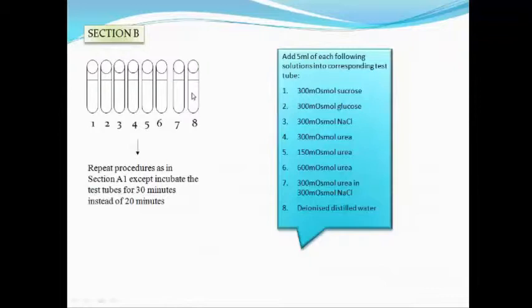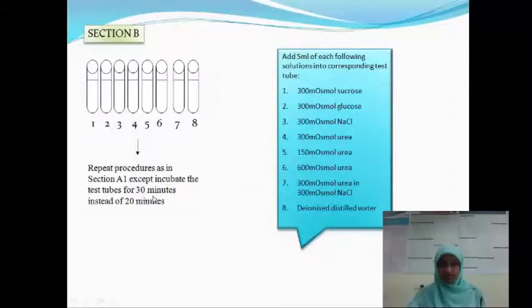Section B. Prepare 8 test tubes, labeled 1, 2, 3 until 8. Add 5 ml of 300 mosmol sucrose into test tube 1. Add 5 ml of 300 mosmol glucose into test tube 2, and so on until test tube 8. Add 5 ml of deionized distilled water. Repeat the procedures as in section A1 except incubate the test tubes for a different duration.